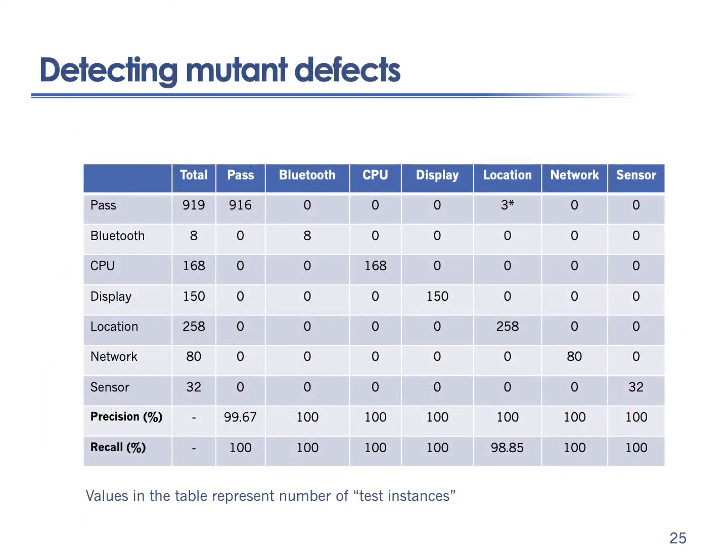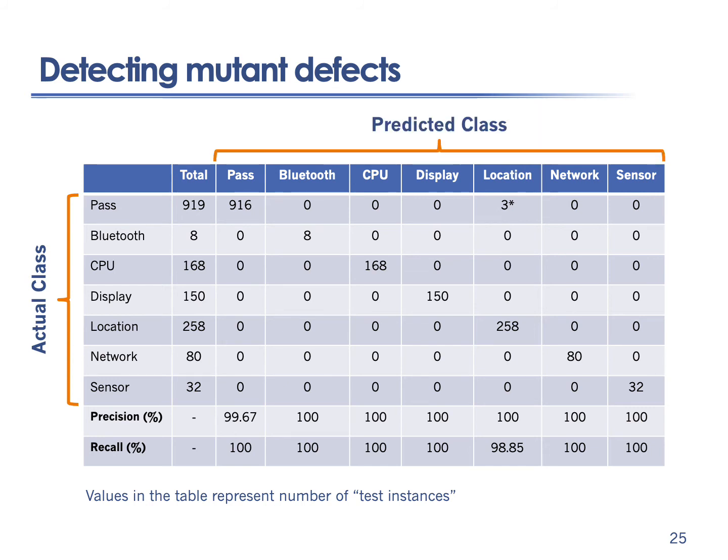And here are the results for the first experiment. Each row in this table shows the number of test instances in the actual class, and each column indicates test instances in the predicted class. As you can see, except for 3 passing tests that were misclassified as failed location, ACETON was able to predict all other labels correctly.